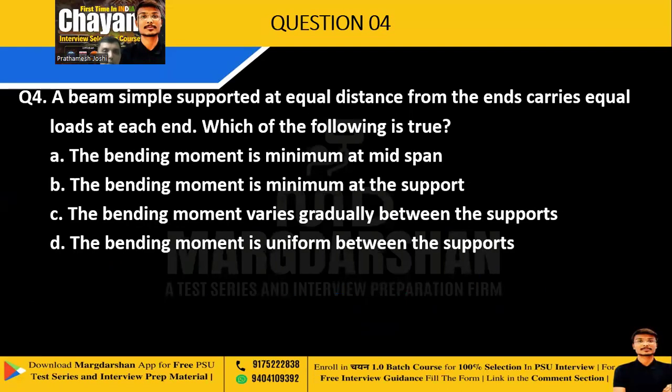A beam simply supported at equal distance from the ends. So this is an overhang beam. This carries equal loads at each end, P, suppose this is P. Which of the following is true? The bending moment is minimum at midspan. The bending moment is minimum at the support.